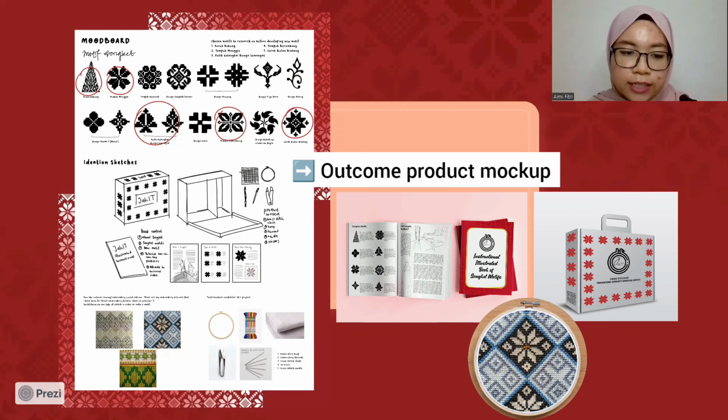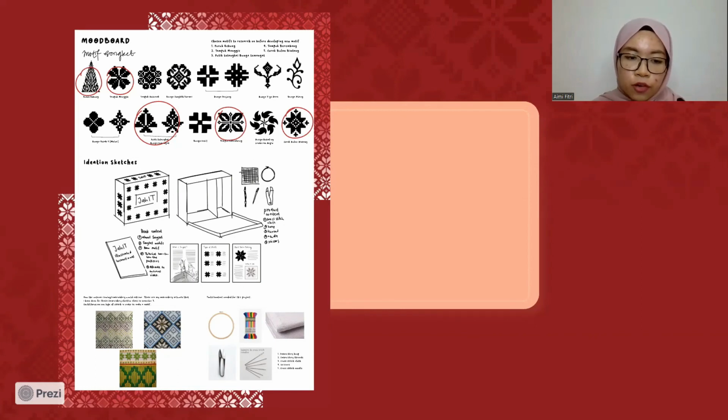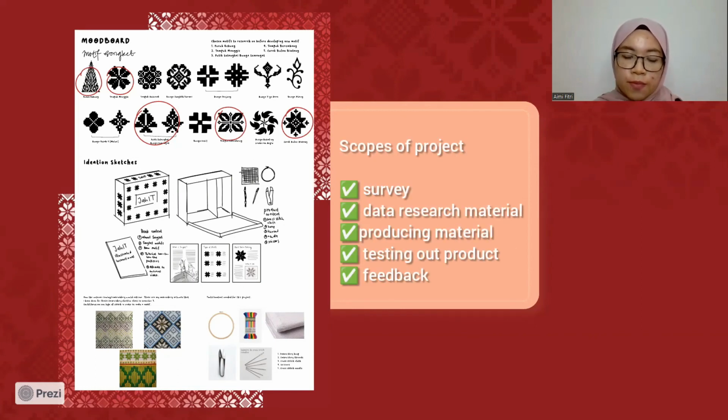As for the conclusion, the significance of this project is to preserve the knowledge of Songket motifs in an alternative way of making patterns using a crafting activity, which is cross stitch. The scope of this project includes a survey before the testing, data collection of research material, production of the product, and observing the outcome of the study to see if the objective was achieved.